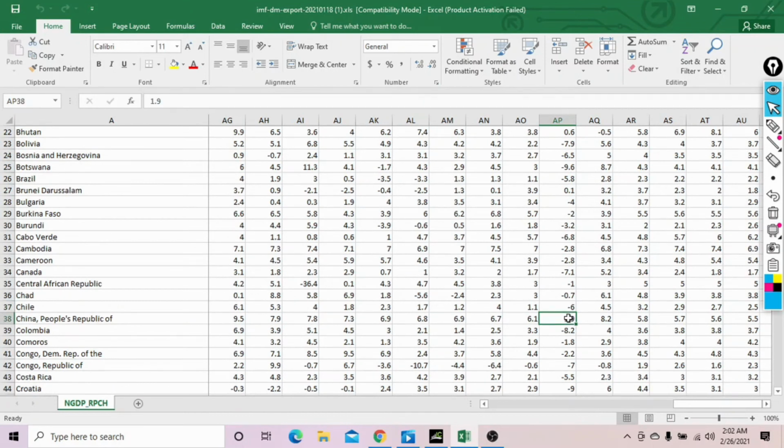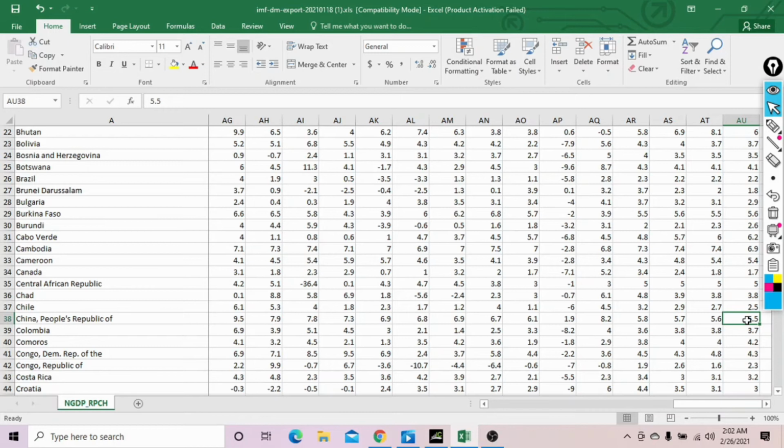Now let's check the projection of the GDP. In 2021, it's expected to grow at 8.2%. In 2022, 5.8%. In 2023, 5.7, 5.6 going forward, 5.5. So for the next 5 years, Chinese GDP is expected to grow more than 5%.